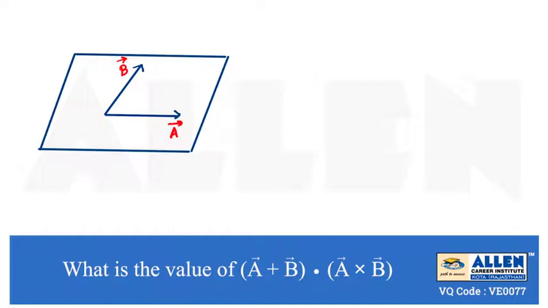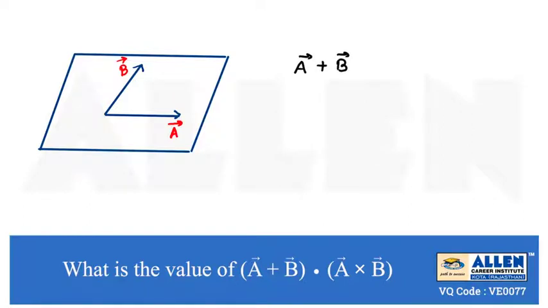What is the value of (a vector plus b vector) dot (a vector cross b vector)? Here we are given two vectors, a vector and b vector, which are drawn in this plane, shown as the figure. Now we are discussing the addition of these vectors, that is a vector plus b vector.